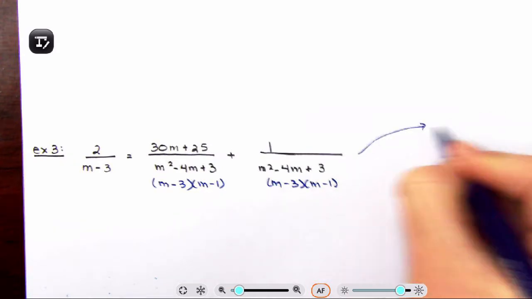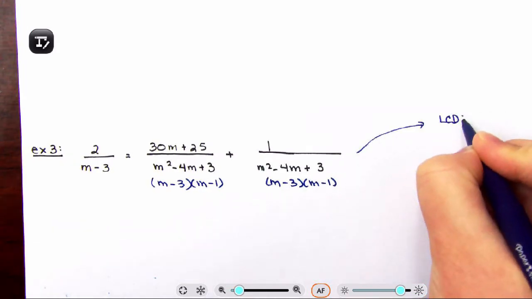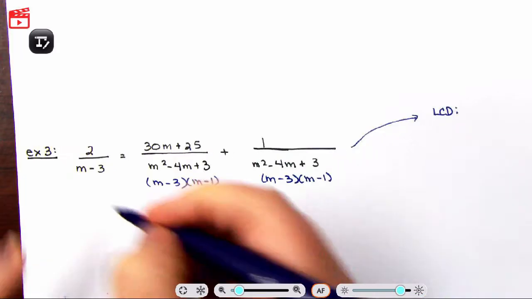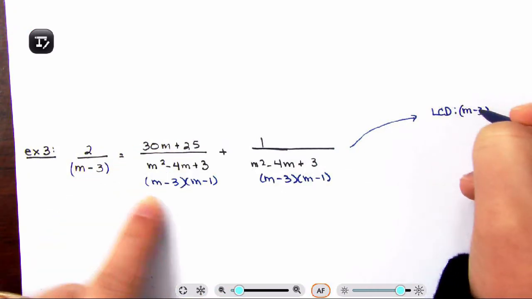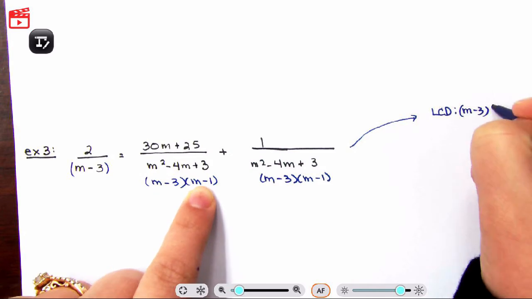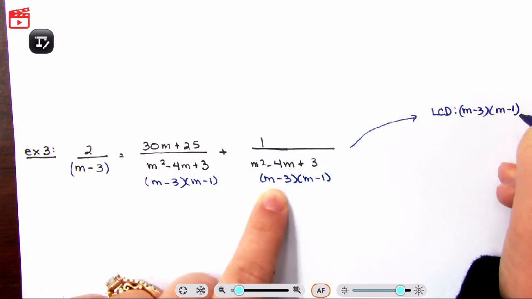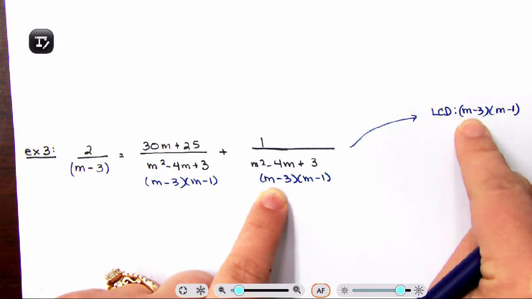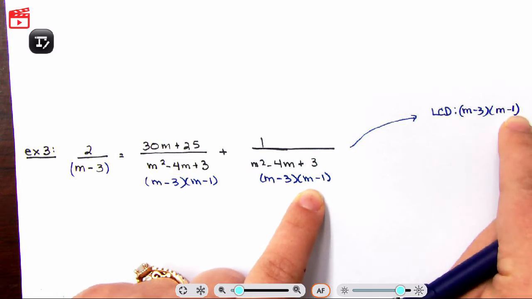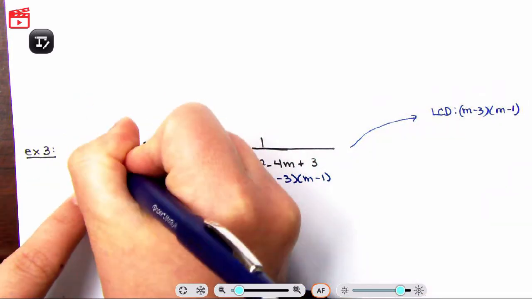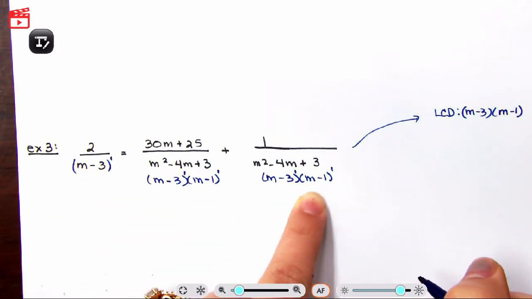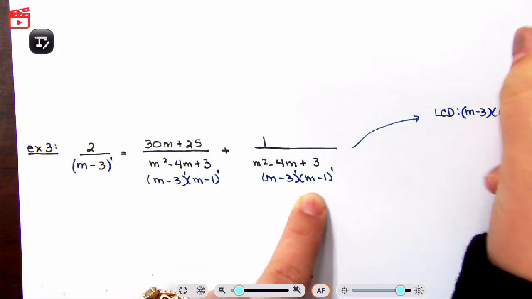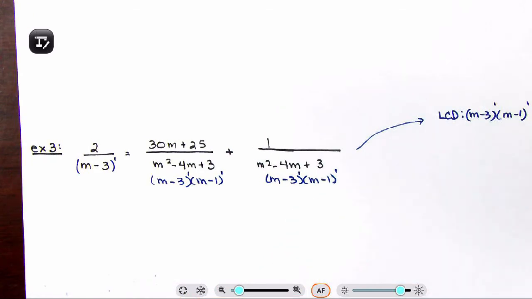So then in my LCD, I'm taking all of my bubbles. So m minus 3 here is in a bubble. I see another m minus 3. I have an m minus 1 in a bubble. I see another m minus 3, but I already have that. And I see an m minus 1. I already have that. I'm checking my exponents, and I'm taking the highest exponent that I have. In this case, all of my exponents are 1. So my exponents for my LCD are 1 as well.